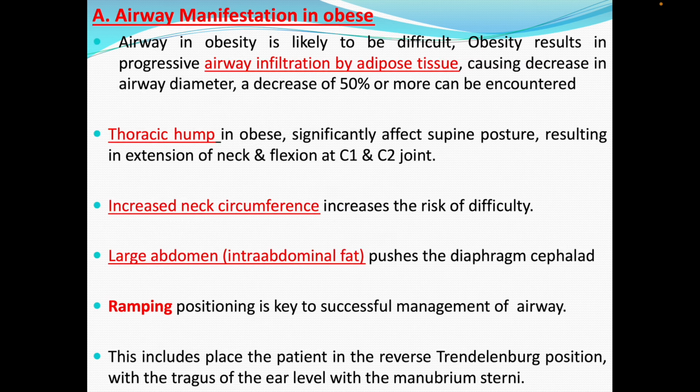In airway manifestation in obese, the airway in an obese patient is likely to be difficult. Studies show there are higher chances of losing the airway during induction of anesthesia. So we must be careful. Obesity results in progressive airway infiltration by adipose tissue, causing a decrease in airway diameter. A decrease of 50% or more can be encountered in morbidly obese people. Thoracic hump in obese significantly affects supine posture, resulting in extension of the neck and flexion at the cervical 1 and cervical 2 joint. Increased neck circumference is another reason for difficult intubation. Large abdominal fat pushes the diaphragm upward, cephalad, and there is atelectasis; we will discuss in detail.